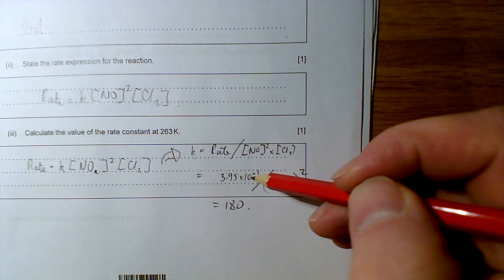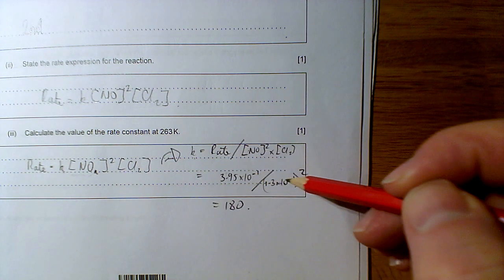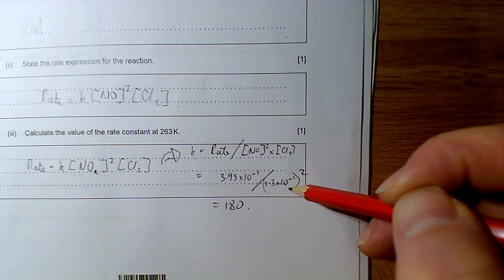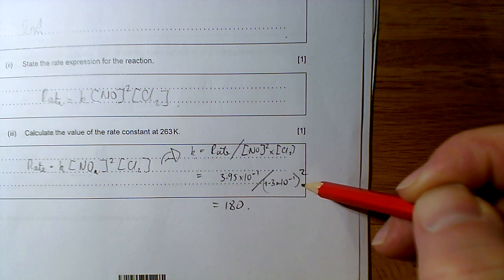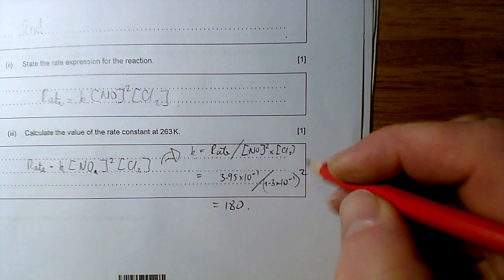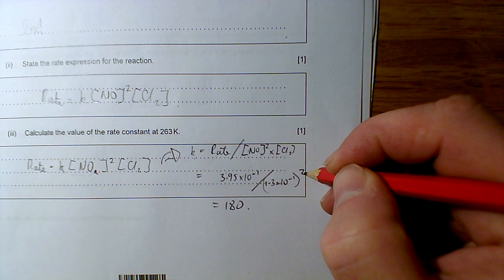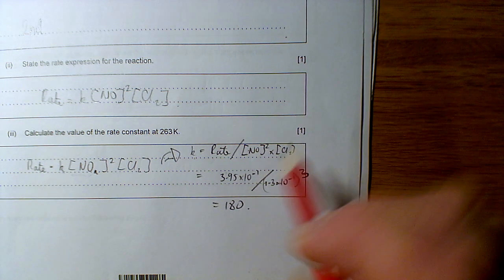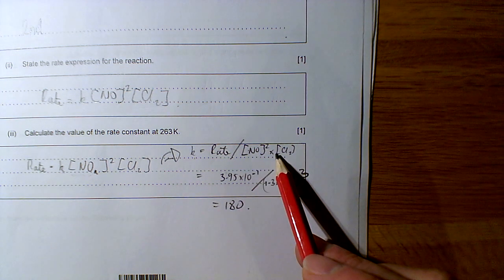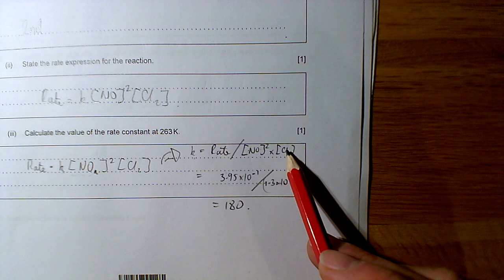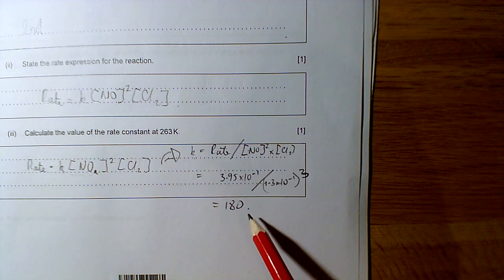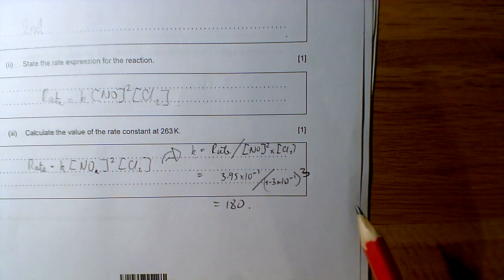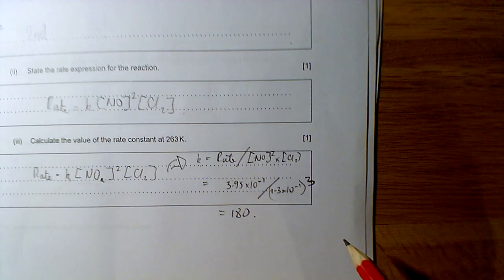I used data from the first row where the rate was 3.95 times 10 to the minus 1, and the concentrations were both 1.3 times 10 to the minus 1. So, whoops, done that wrong. It should be cubed. So it's 1.3 times 10 to the minus 1 squared times 1.3 times 10 to the minus 1, which is equal to 180. And you might have put the units there, you didn't need to for the marks. I've left it like that. And that, I think, is it for question 2.